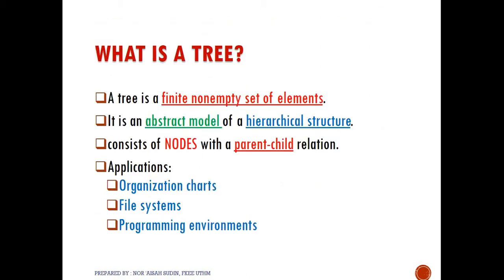So what is a tree data structure? A tree is a finite non-empty set of elements. There should be a finite number of elements for the tree, and it is an abstract model of hierarchical structure. You can see the hierarchy of a tree from the roots to the leaf. It consists of nodes with a parent-child relationship, so you can see who the parents are, who the child is, and how many children each parent has. You need to be familiar with that later.